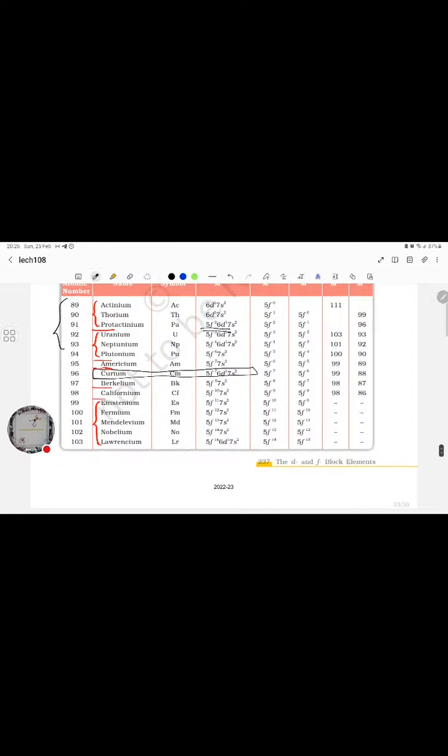Then we'll have 5f9, 5f10, 5f11, 5f12, 5f13, 5f14, all of which are grouped together, and the final one, lawrencium. So curium and lawrencium are the two that will have the expected electronic configuration. And here, cerium, gadolinium, and lutetium will have the expected electronic configuration.